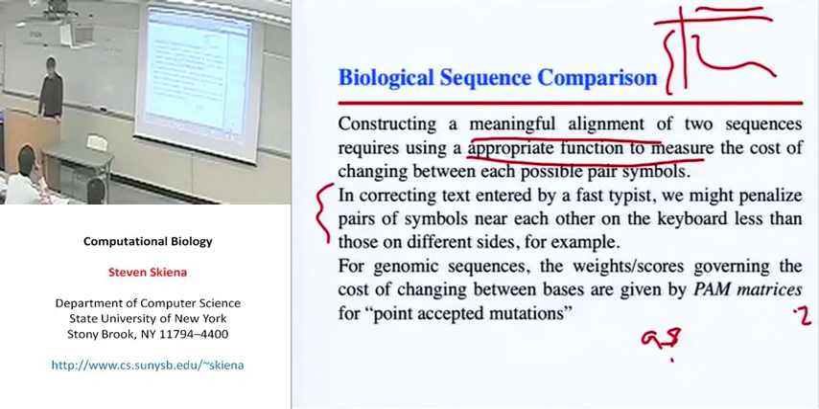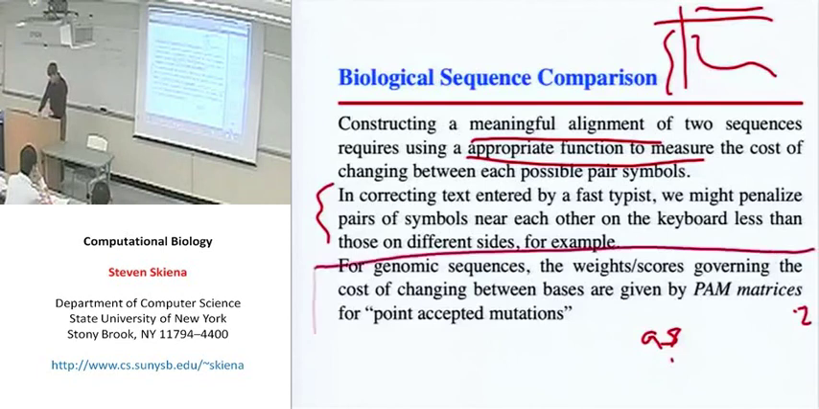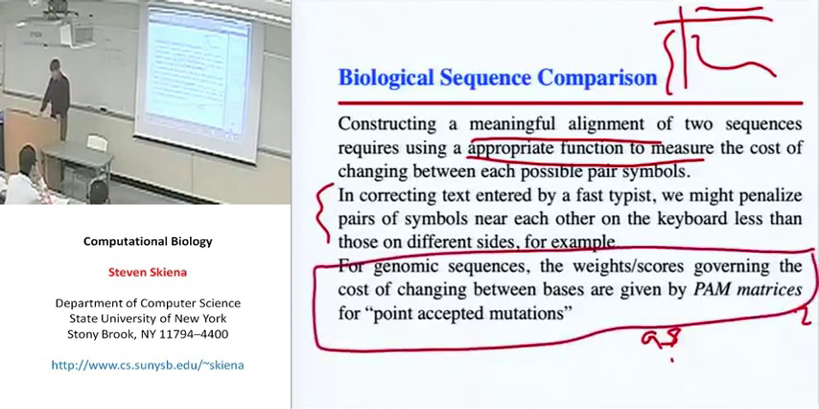Okay? And in genomic sequences, which is what we're now going to talk about, the weights are generally canonical. There are canonical matrices, which we're going to talk about, that define what the weights are, okay? And one of them we'll talk about are PAM matrices. But we'll now look at the case of what should be the right cost function for biological sequences. Any questions about that?